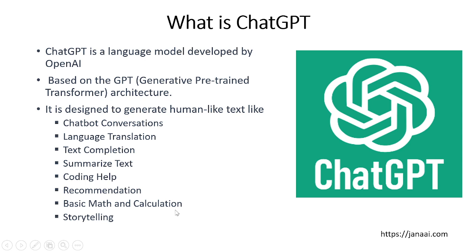Then story writing: this ChatGPT can generate a story for you. If you give some context, it will generate the story based on this context, based on the input prompt you are giving. Based on this prompt only, it can generate the story for you. So this is the overall overview of ChatGPT.